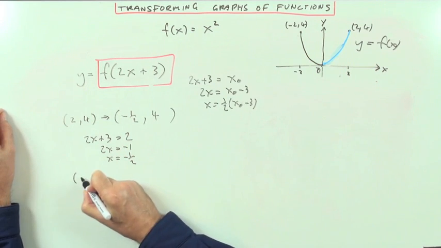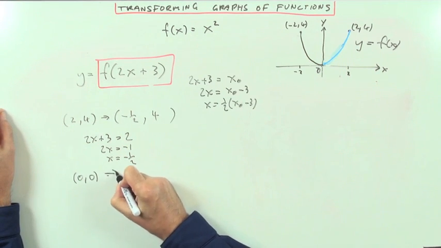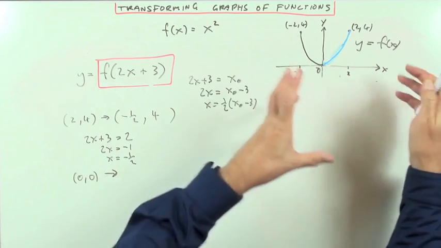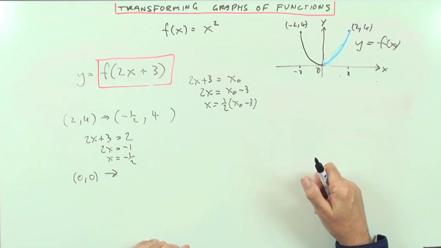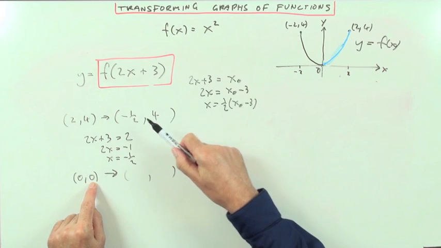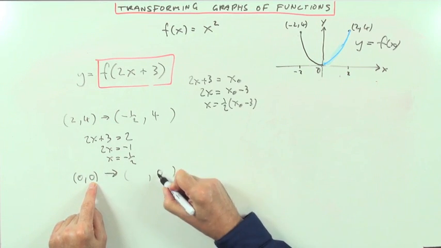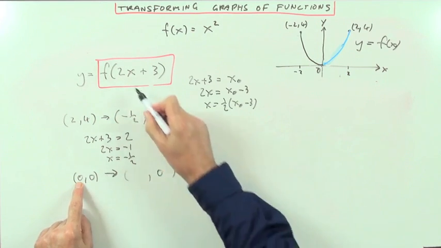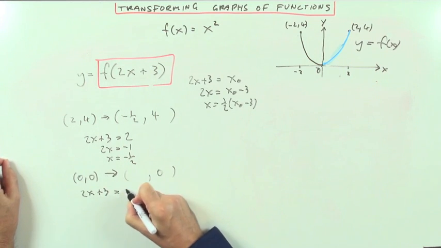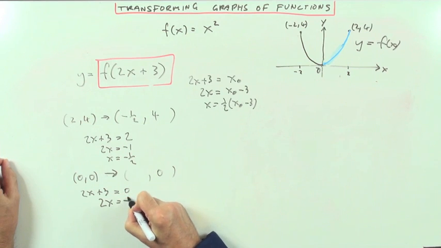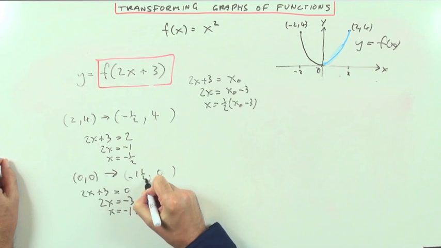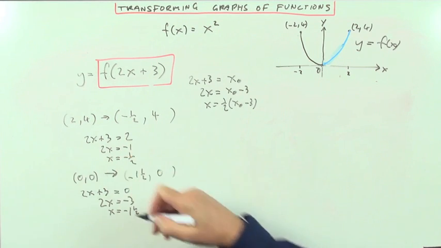What about the origin? That's one of the significant points, because it's a turning point. Usually when you get these questions, it's just the turning points that you need to find in the transformed ones. (0, 0), where will it go? Well, no change to the answers, still at 0. That was the original position. So 2x plus 3 is the original position, so 2x will be negative 3, so x will be negative 1.5. It will go to negative 1.5. And same with the other one.